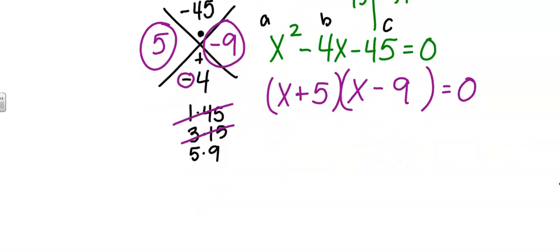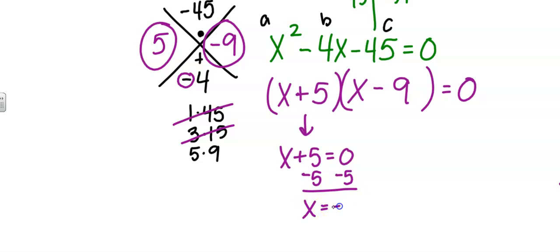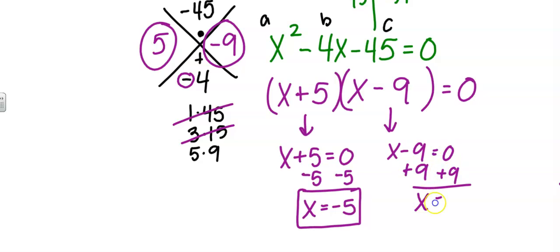So we created the multiplication. Now set each factor equal to 0 and solve for x. So x plus 5 equals 0, we'd subtract 5. X equals negative 5. X minus 9 equals 0. We'd add 9 to both sides. X equals 9. And there would be our answers.